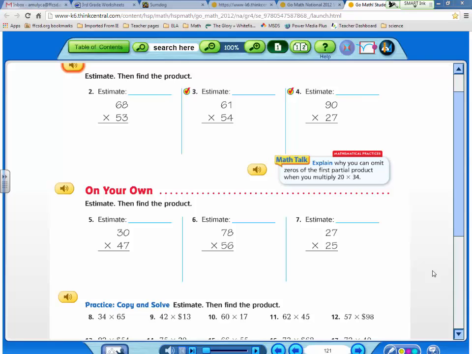Today we worked on multiplying with regrouping. And for our parents, this is the way that you learned how to multiply and the way that I learned how to multiply, so this should be something you can help with ease. Let's take a look at the first problem.